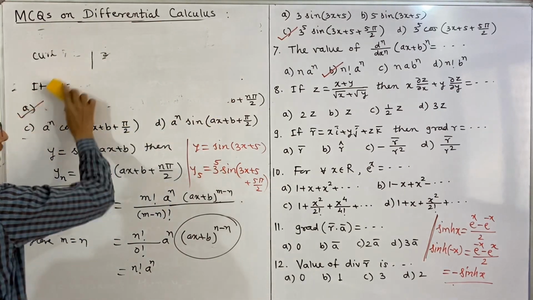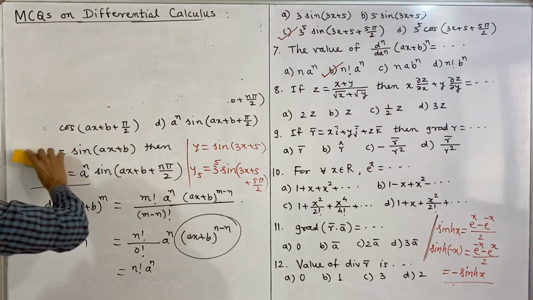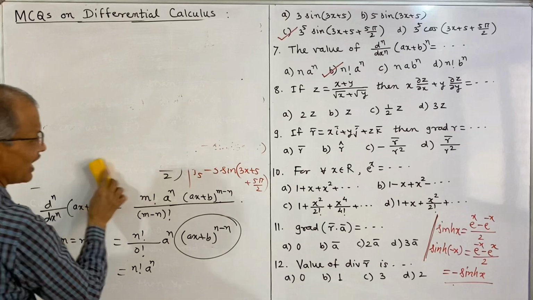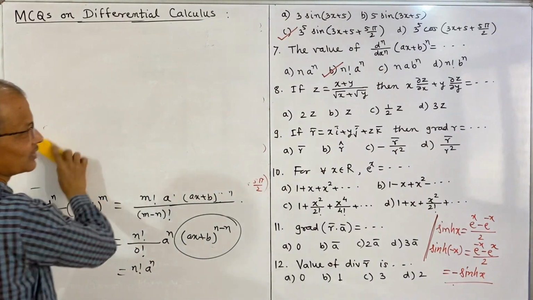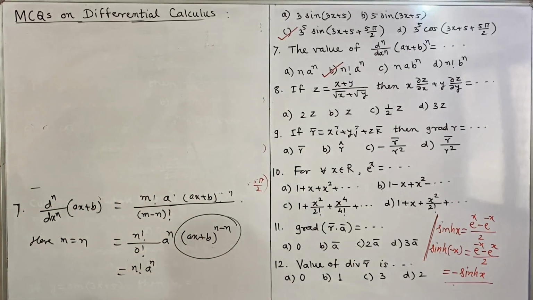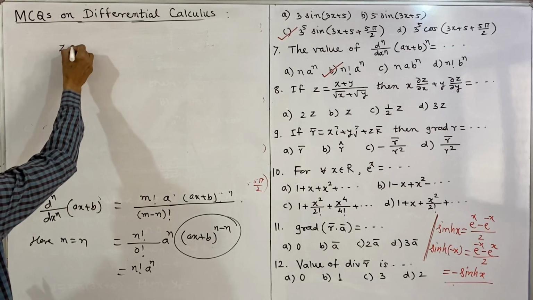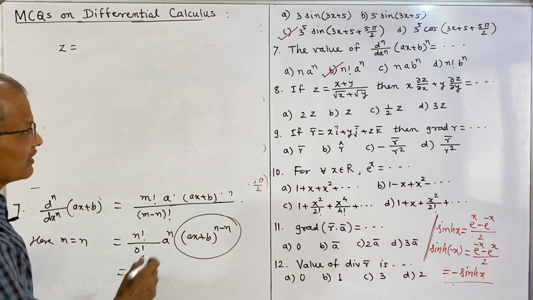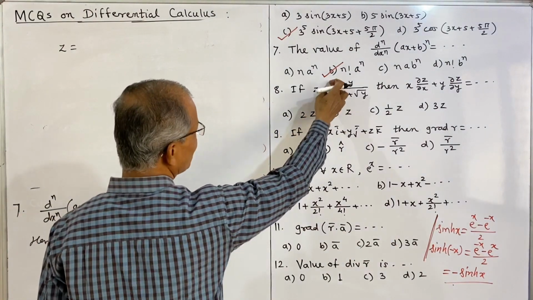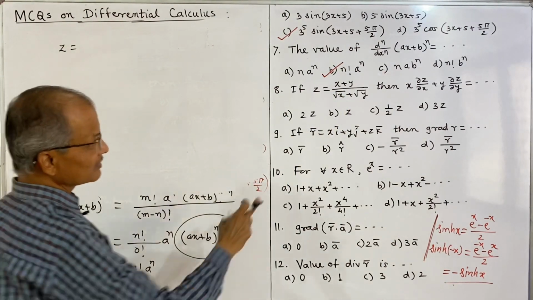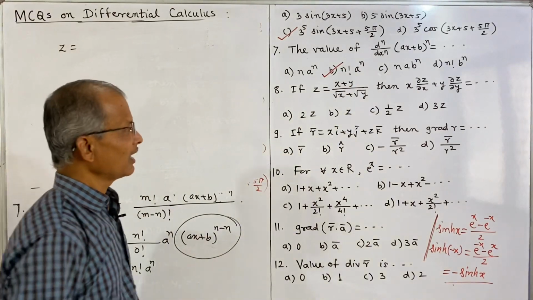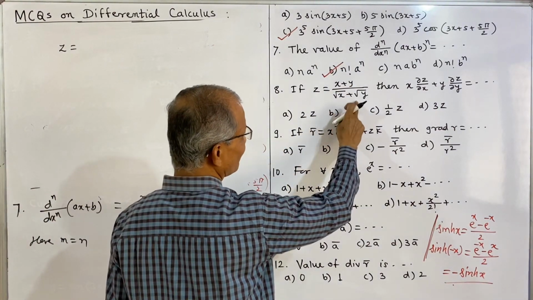Next is, if z is equal to (x plus y) divided by (root x plus root y), z is given, then the value of x dou z by dou x plus y dou z by dou y is equal to which one? Here z is a homogeneous function, and we can use Euler's theorem. Z is a homogeneous function of which degree, that we can observe. The power of x and y at the numerator is 1, and at the denominator the power of x and y is half.